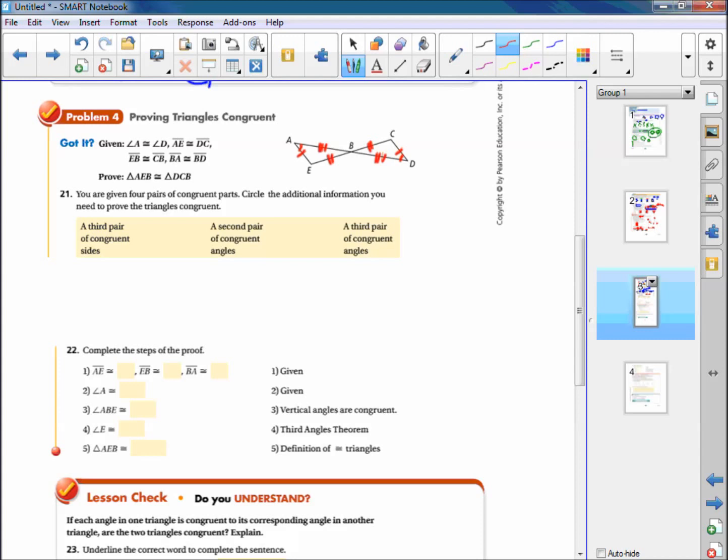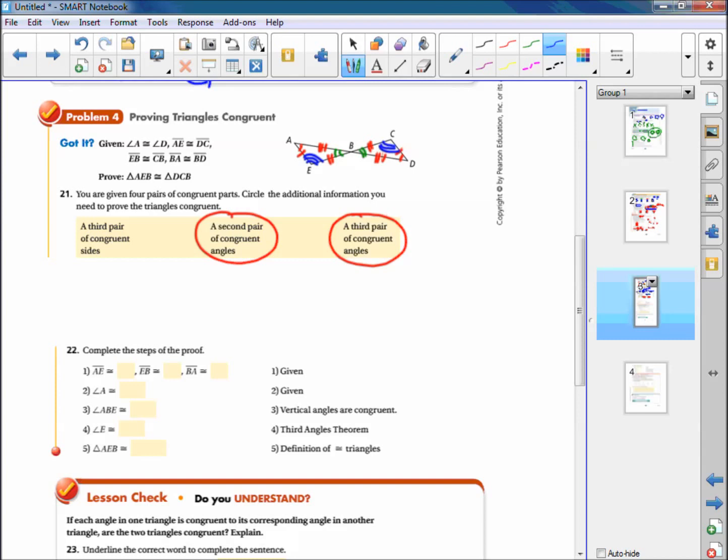So what do we need? Well, we have three pairs of congruent sides, okay? We have one pair of congruent angles, just A and D. So we need a second pair. We can probably get it. And we also need a third pair, okay? So somehow or another, we have to prove this angle is the same as that one. And E over here is the same as C over there. So we have to get that into our proof, okay? All right, so if you flip it over, we actually have to do this proof, number 22 here.